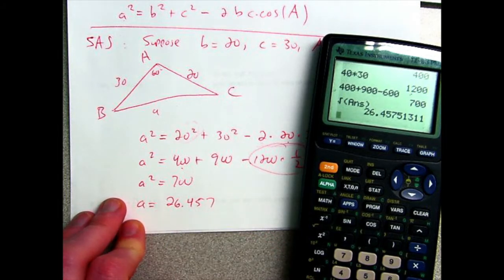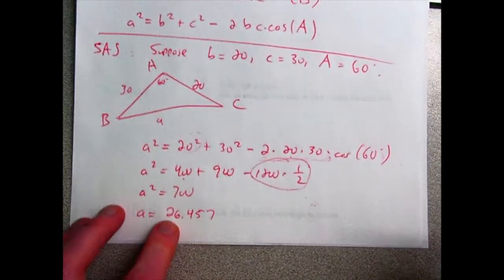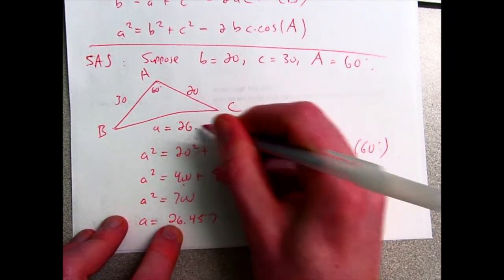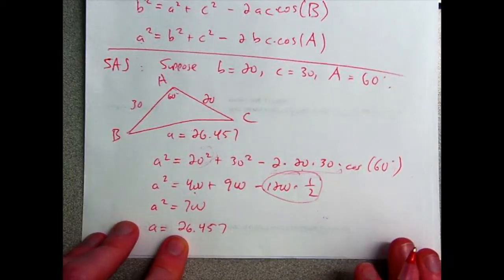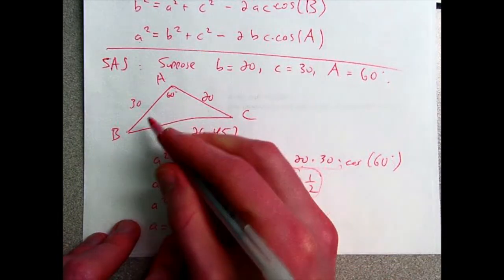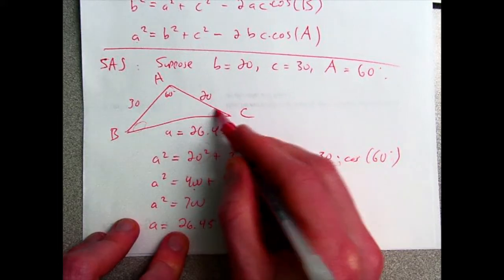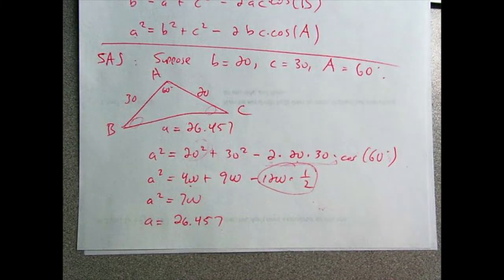26.457 is good enough for me, okay? So that's little a. Well, so that gives you little a. Now, how do you find the remaining unknown information? We're now missing these two angles. How do you find them? What you have to do is use the law of cosines again.